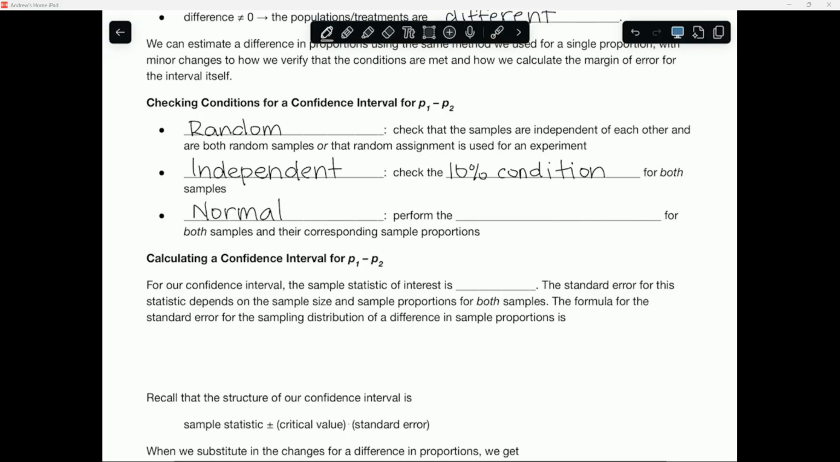We have a similar idea for normal. I want to make sure that my sampling distribution of sample proportions is normal, so we perform the large counts check: the number of successes and the number of failures are both bigger than 10. In this case, I have to do the large counts check for both samples and their corresponding proportions.